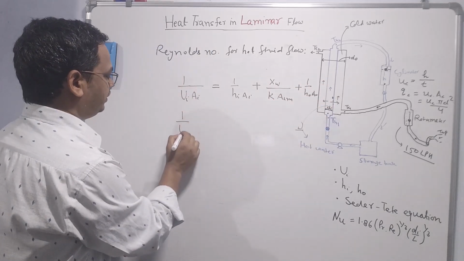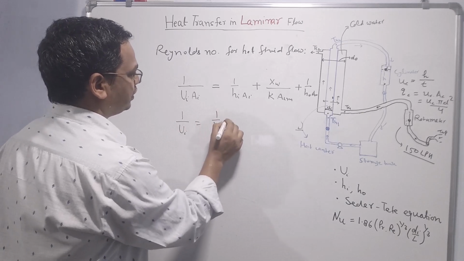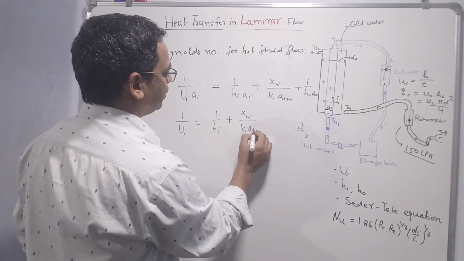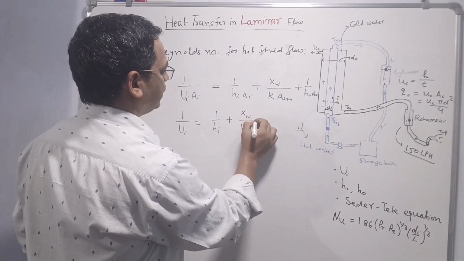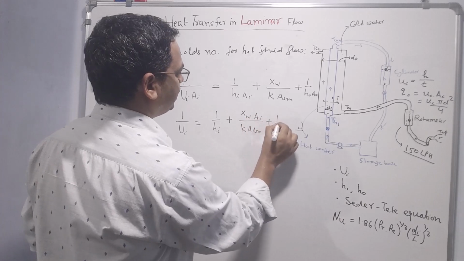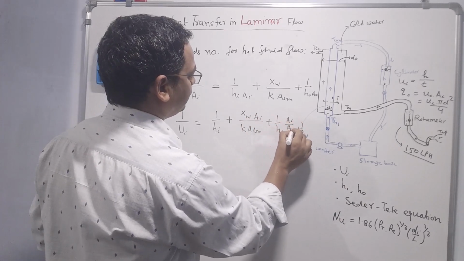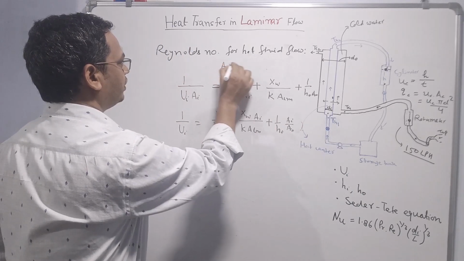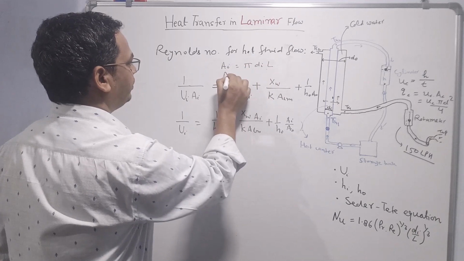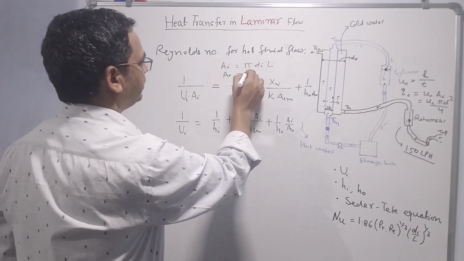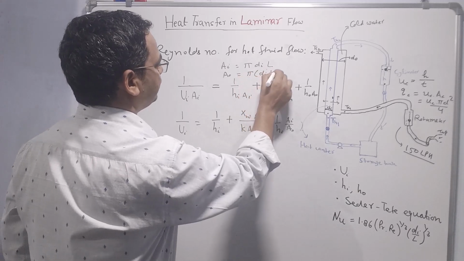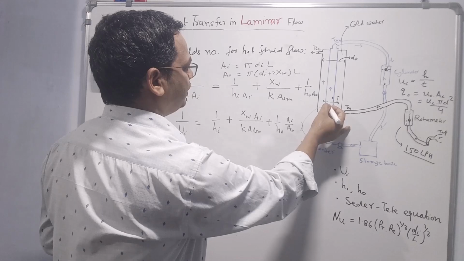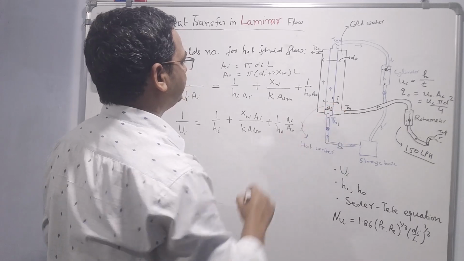From here we can write U_i is equal to 1 by h_i plus x_w A_i by k A_lm plus 1 by h_o times A_i by A_o. This A_i I have taken to the right side. A_i I already have written as π d_i L, and A_o is the area of the outer surface of the inner pipe. So π (d_i plus 2 x_w) L. So from here to here d_i and thickness from both sides will be counted, so that will be 2 x_w.